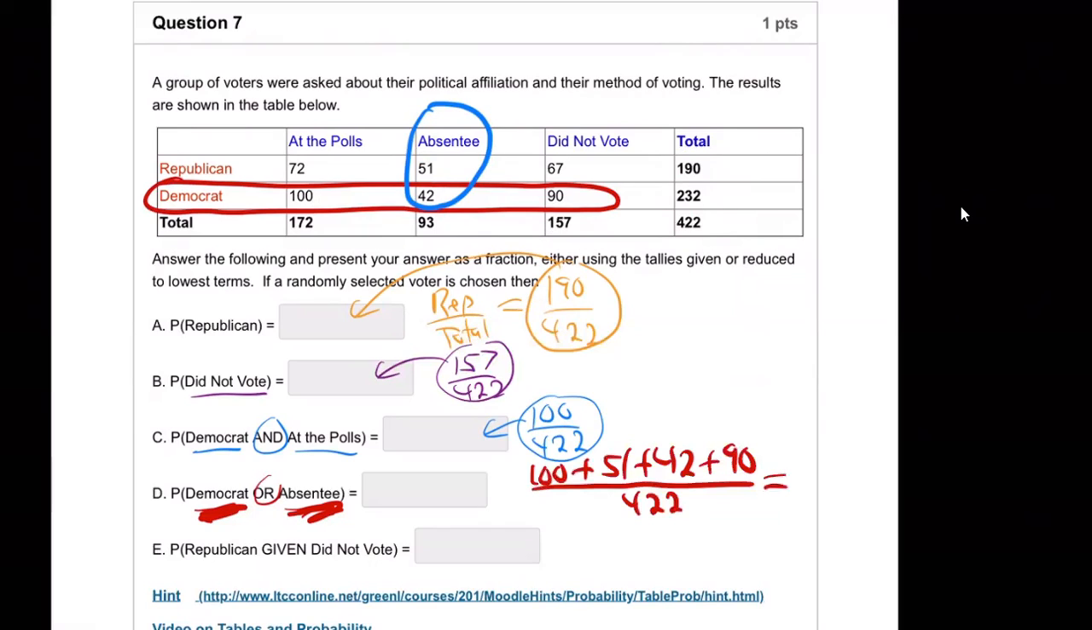Whatever becomes of that, I'm getting 283 over 422. You can just type that fraction right in there. Don't need to reduce it or anything.